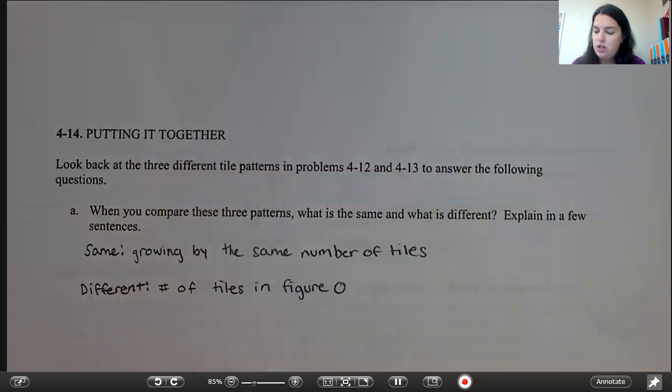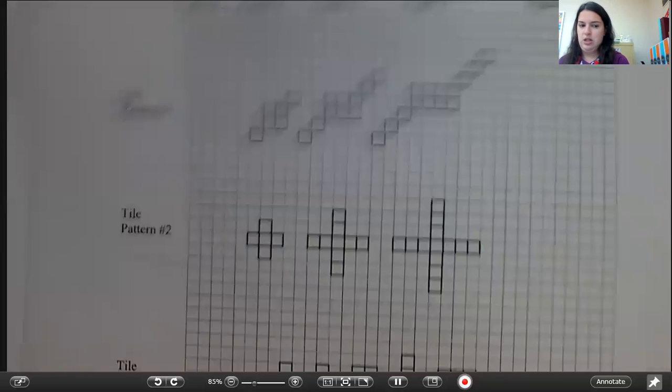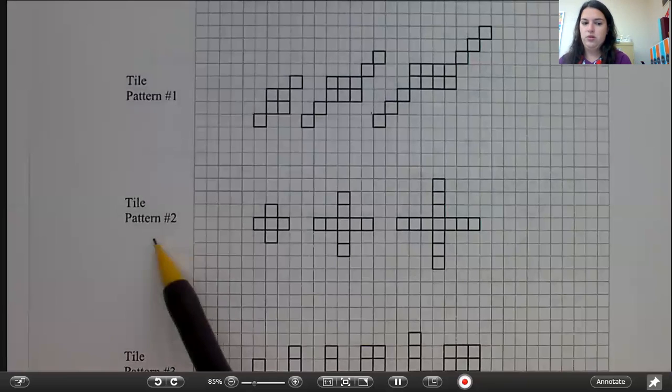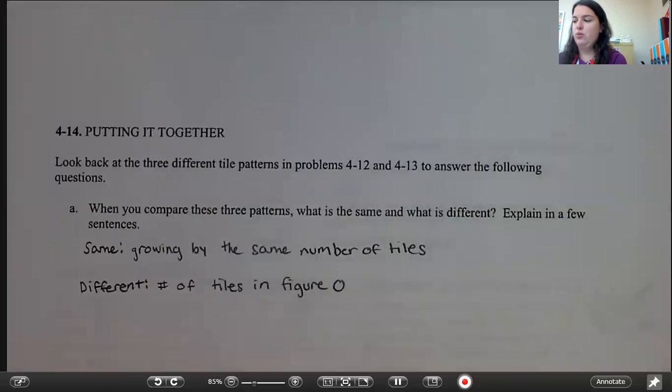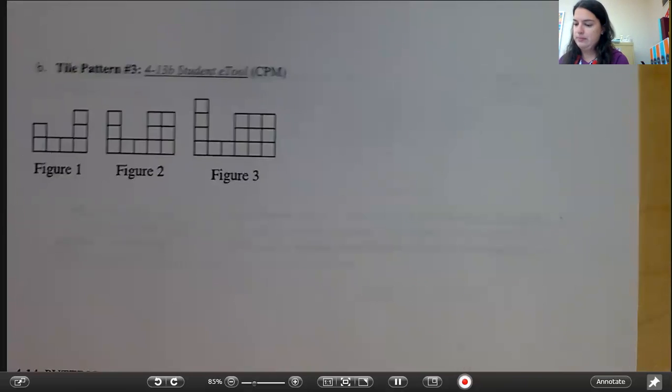It says find an equation, which is a rule, for the number of tiles in each pattern. Label each tile pattern on your resource page with its rule. So you're back to the resource page now. You're going to be writing your rules underneath where it says pattern number. So go ahead and do your rules for tile pattern 2 and 3.